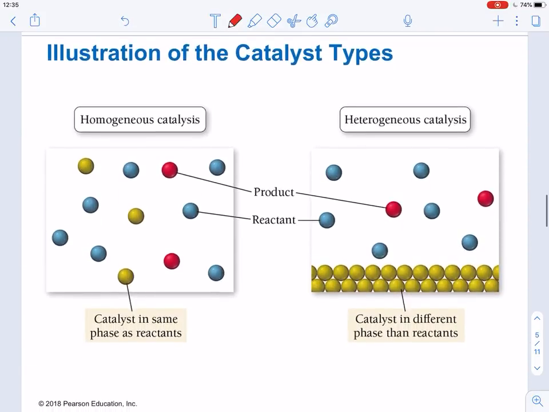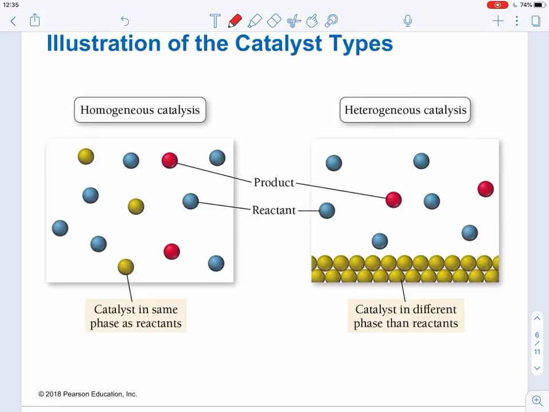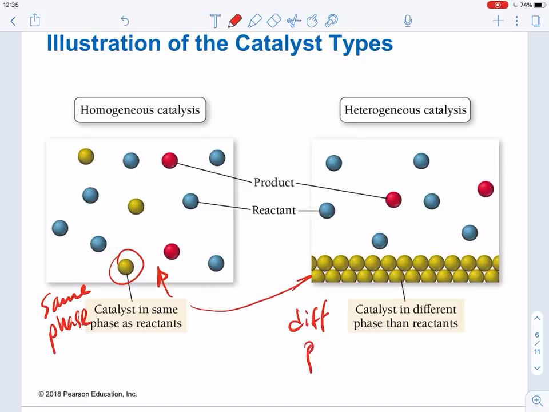So if you have a picture view of what's going on, the yellow particles are your catalyst. The only difference is that in the first case that yellow particle is in the same phase, and here it is a different phase. And remember, usually the catalyst would be in the solid state because it would be so much easier to remove it from your reaction mixture.